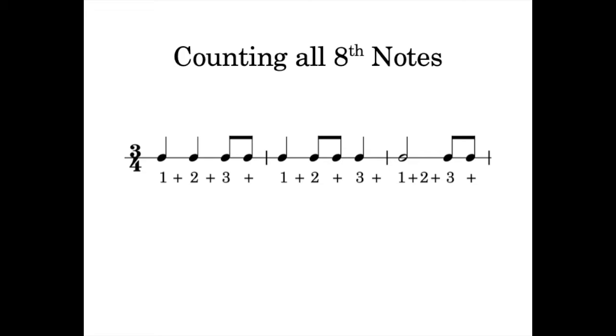Sometimes people like to count all of the eighth notes in a bar, even if they don't use all of them. This can help keep the eighth note subdivision steady and your beat more even. An example in 3/4. 1 and 2 and 3 and 1 and 2 and 3 and 1 and 2 and 3 and.